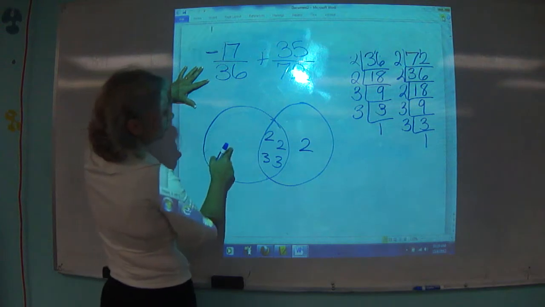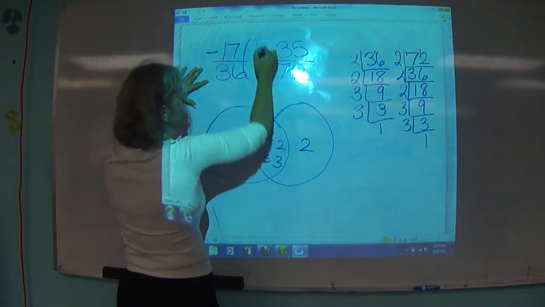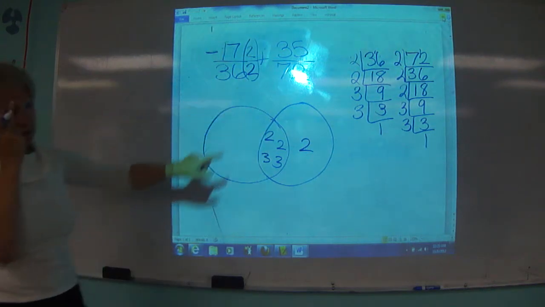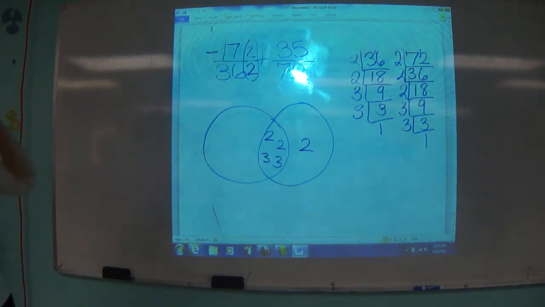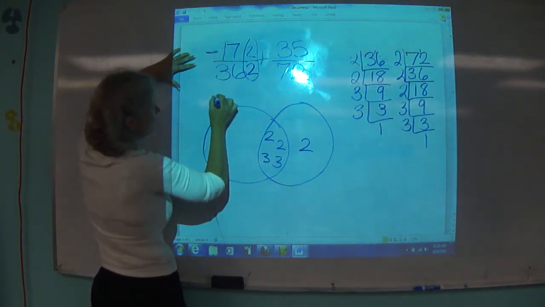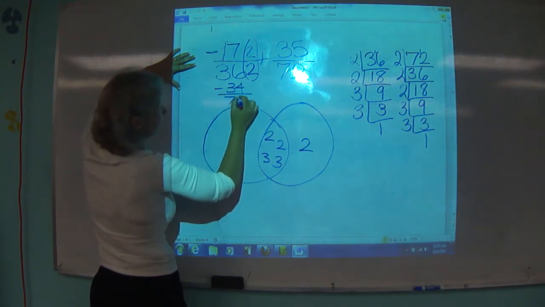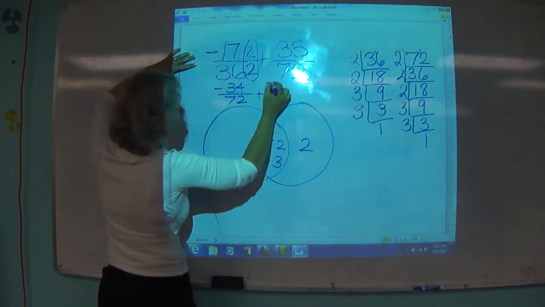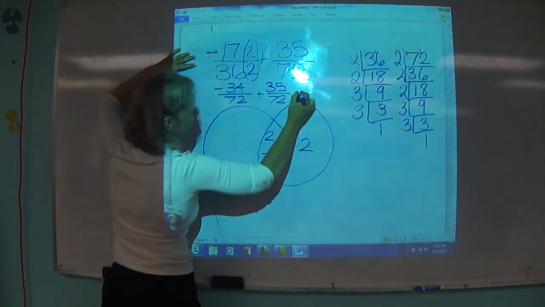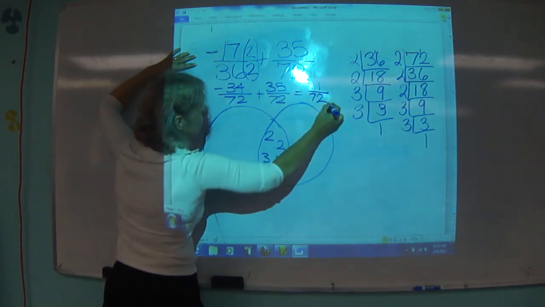And I'm going to multiply it by the big one that's in the other circle, which is 2 halves, that big one which is 2 over 2. So negative 17 over 2 is negative 34/72 plus 35/72, and our final answer is 1 over 72.